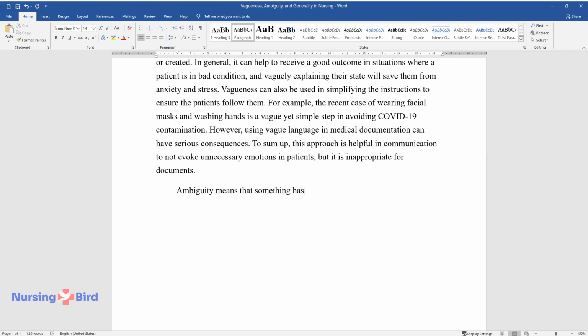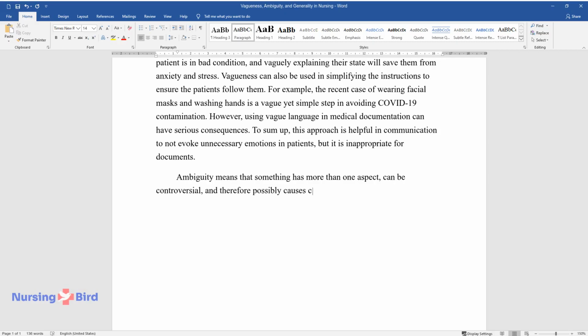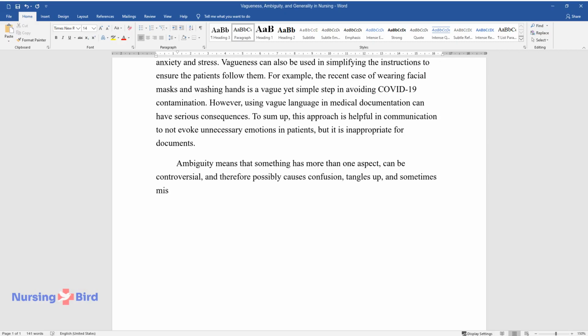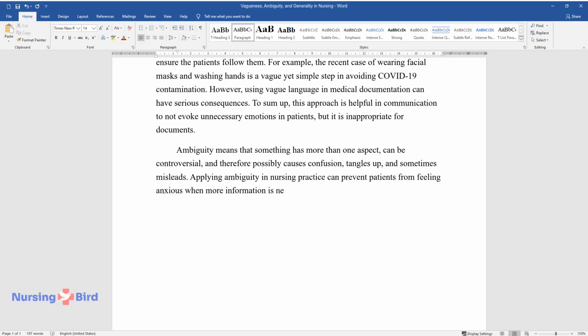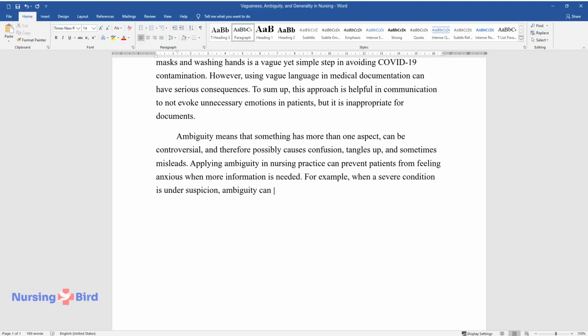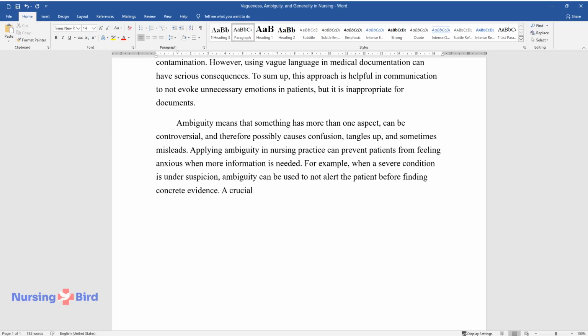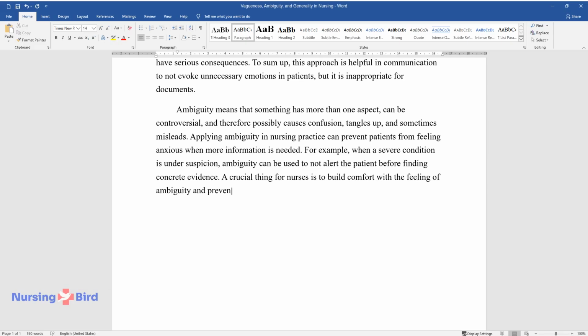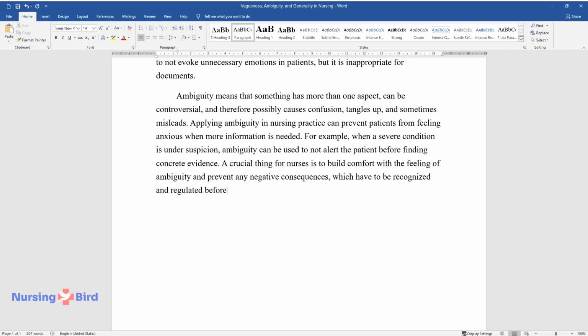Ambiguity means that something has more than one aspect, can be controversial, and therefore possibly causes confusion, tangles up, and sometimes misleads. Applying ambiguity in nursing practice can prevent patients from feeling anxious when more information is needed. For example, when a severe condition is under suspicion, ambiguity can be used to not alert the patient before finding concrete evidence. A crucial thing for nurses is to build comfort with the feeling of ambiguity and prevent any negative consequences, which have to be recognized and regulated before causing damage.